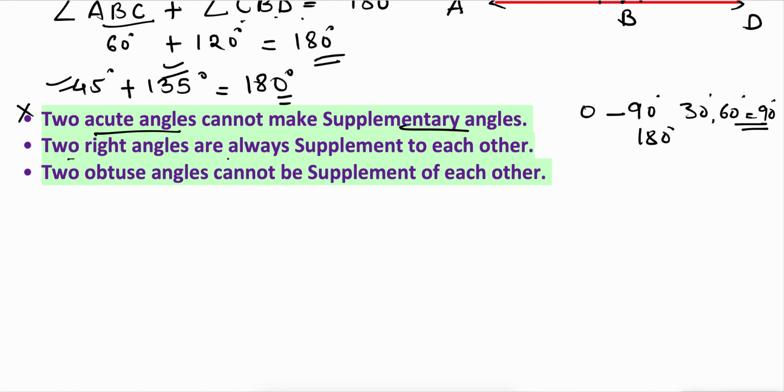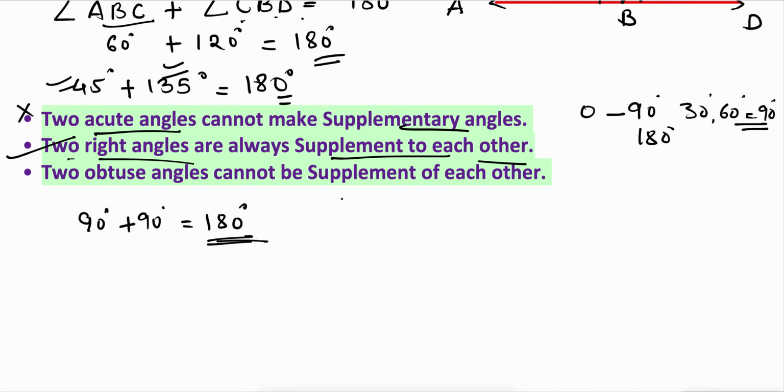Two right angles are always supplements to each other, because two right angles mean 90 degrees plus 90 degrees and their sum is equal to 180 degrees. For supplementary angles, the sum of the two angles should be 180 degrees. So the two right angles are always supplements to each other.